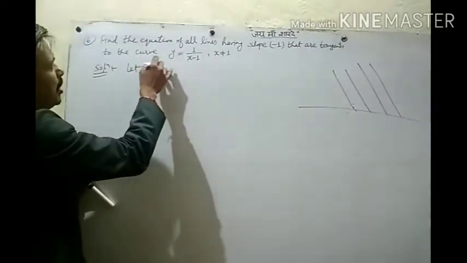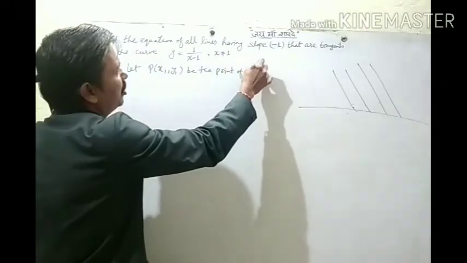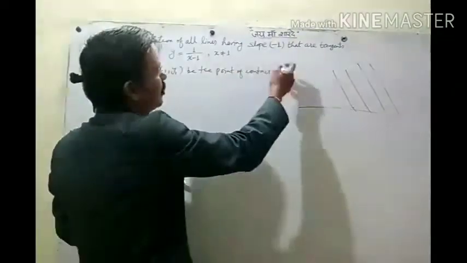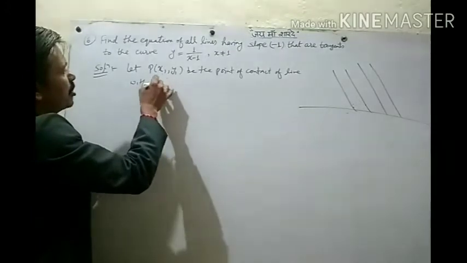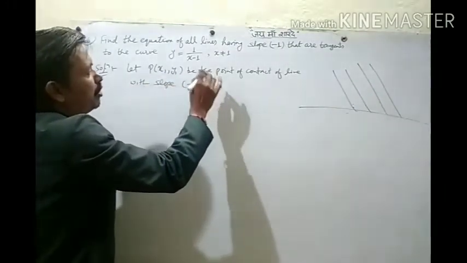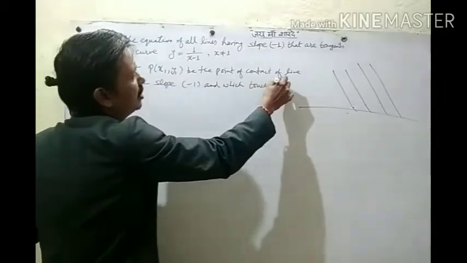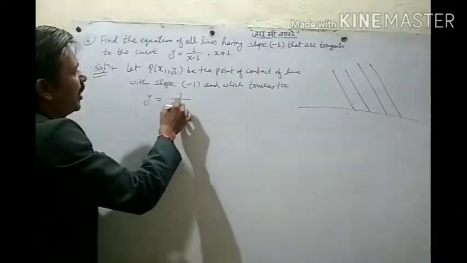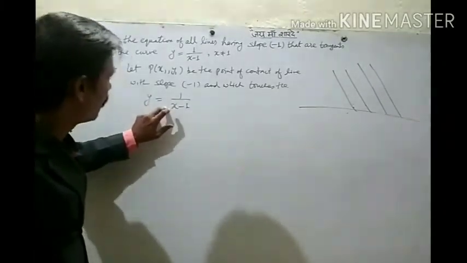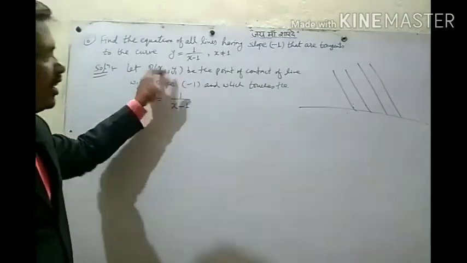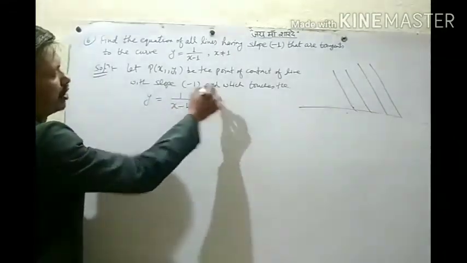So let P(x1, y1) be the point of contact of the line with slope minus 1 which touches the curve y equal to 1 upon x minus 1. It means one line touches the curve at point (x1, y1) and its slope is minus 1. Suppose this is equation 1: y equal to 1 upon x minus 1.